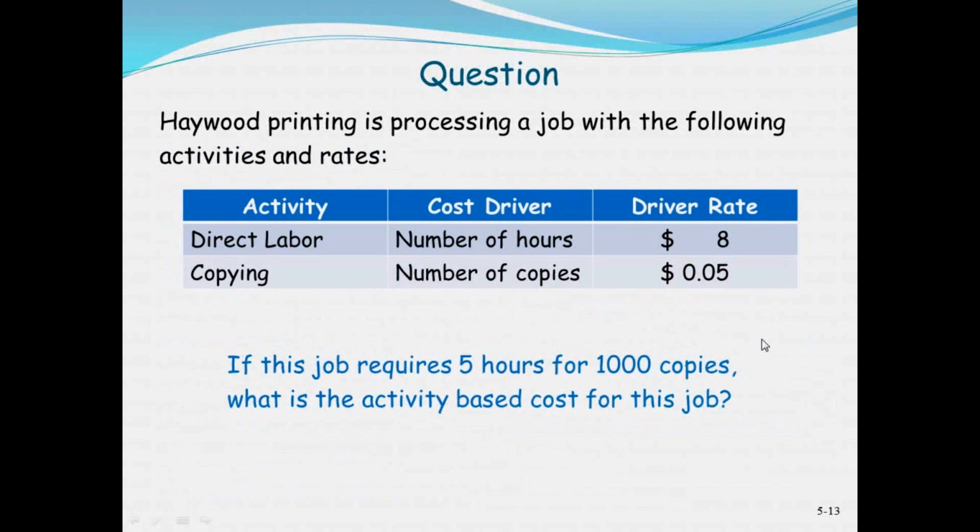Haywood Printing is processing a job with the following activities and rates. You all have 30 seconds, maybe? If this job requires 5 hours for 1,000 copies, what is the activity-based cost for this job? It's per hour, and 5 cents per copy.